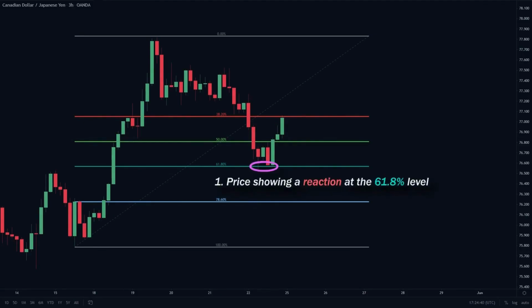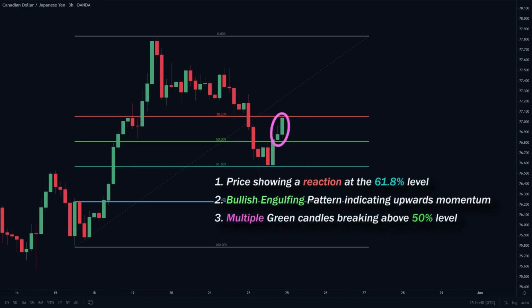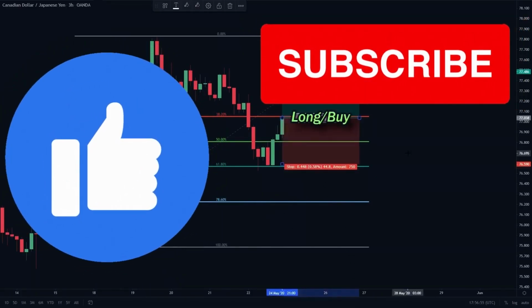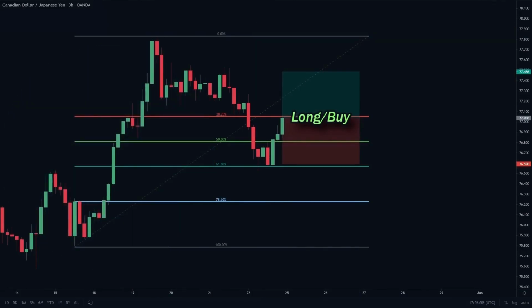Now let's recap what we have currently. First, we have price showing a reaction at the 61.8% level, as shown by multiple candles failing to break below it. Then we have a bullish engulfing pattern indicating that there is some sort of upwards momentum at this level. And finally, we have multiple green candles breaking above the resistance at the 50% level, which further confirms the upwards momentum that we already have. So based on the price action, it is likely that the price will bounce off at this level, and so this is a good opportunity to take a long position.